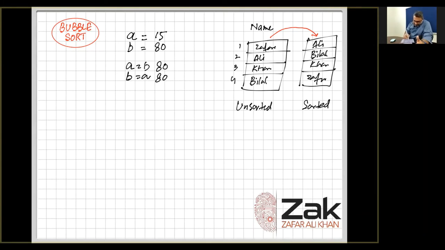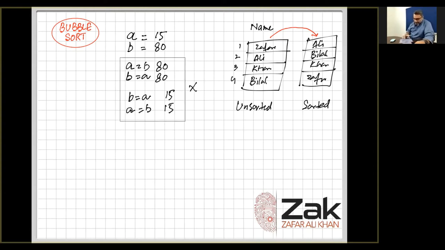And if I go with B is equal to A first, then B would become 15. And then if I write A is equal to B, A's value will also be 15, because we made B 15 earlier. So this cannot be done this way. This is a wrong thing.